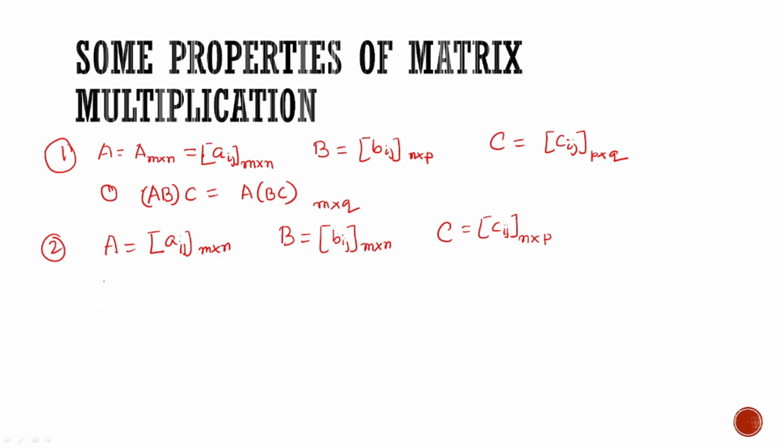Next, we have to verify the right distribution law. The right distribution law is (A plus B) into C is equal to AC plus BC. In a similar manner, you also have to verify the left distribution law.